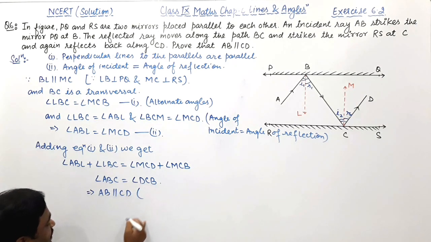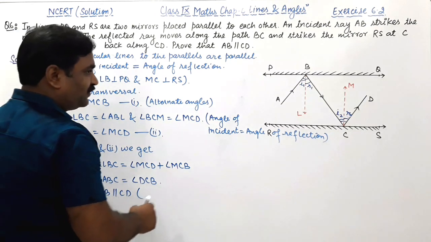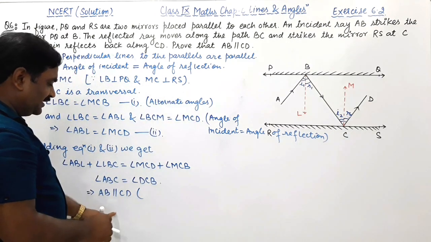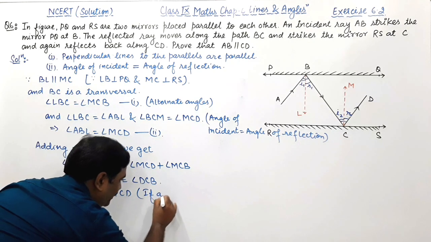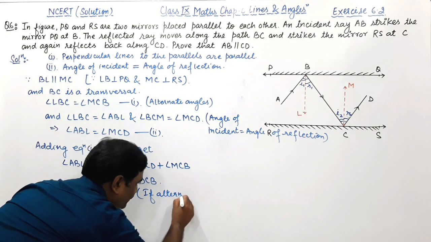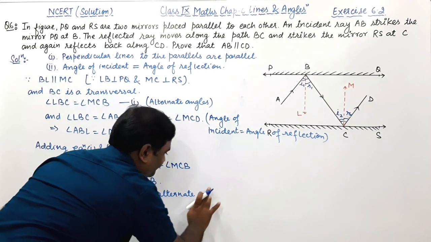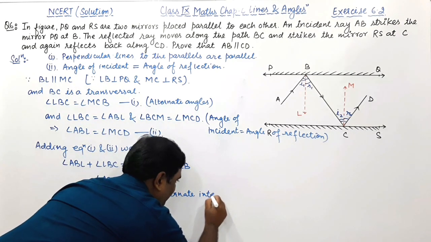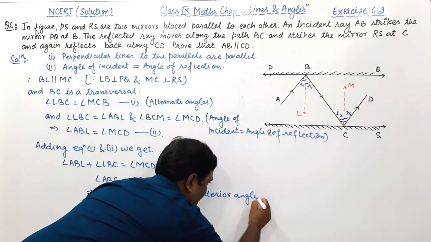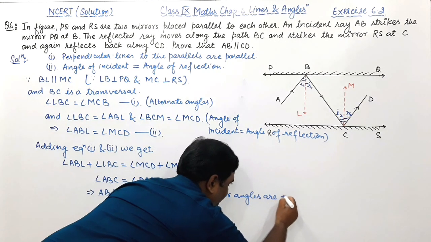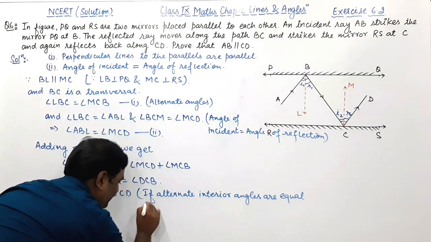The reason we have to write down, okay? Reason: if alternate interior angles are equal, then the lines are parallel.